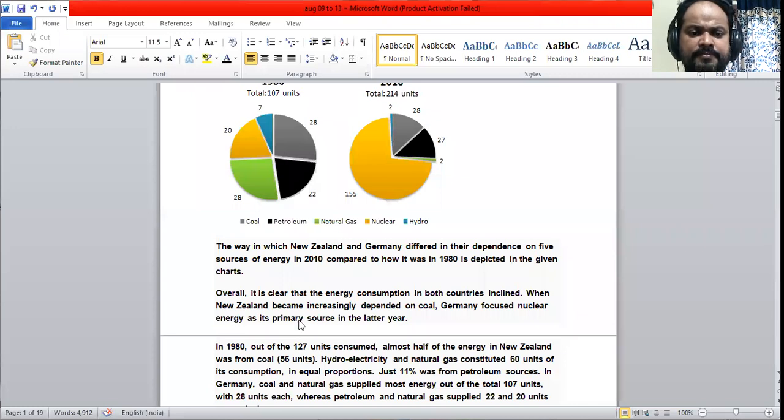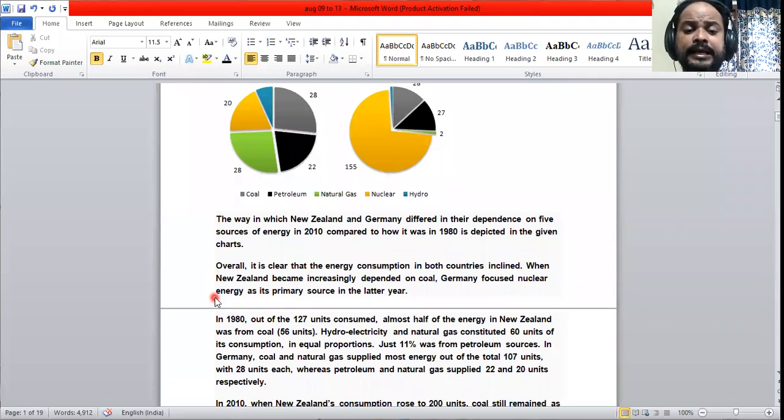Here we have some problem. Overall, it's clear that the energy consumption in both countries inclined. When New Zealand became increasingly dependent on coal, Germany focused nuclear energy as its primary source in the latter year. Instead of this, I have to make a change here. So I've found something else here. Let me show you that.